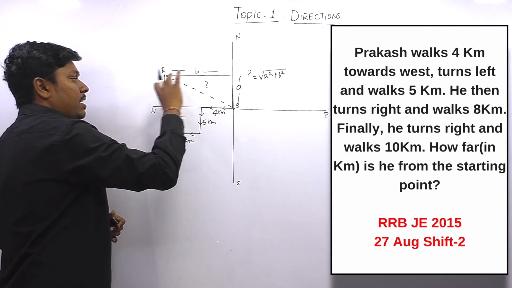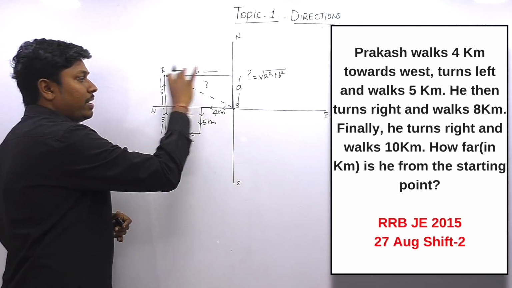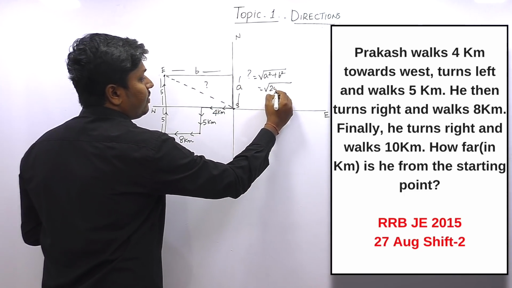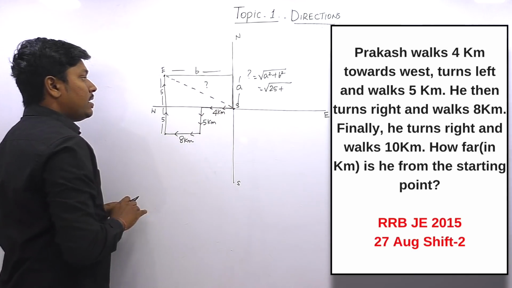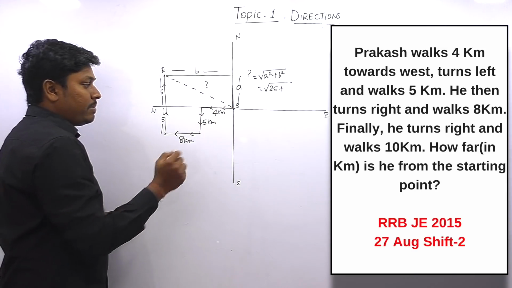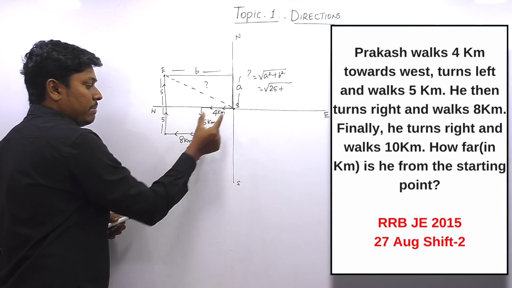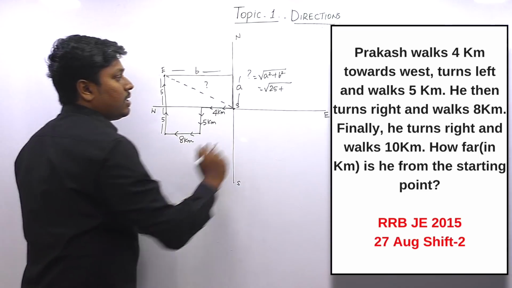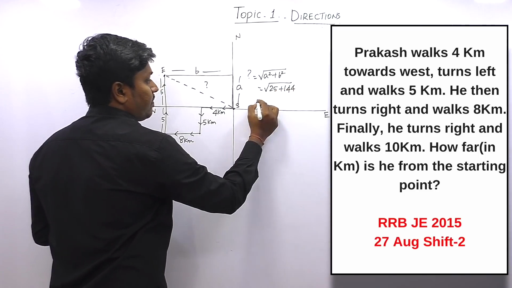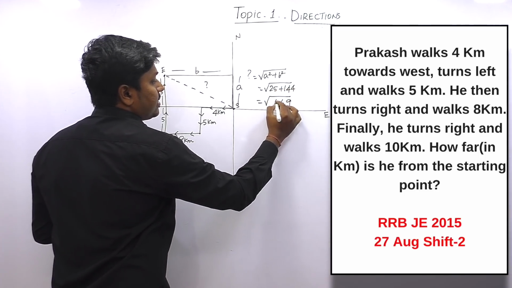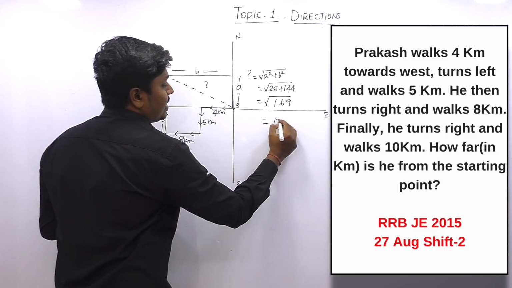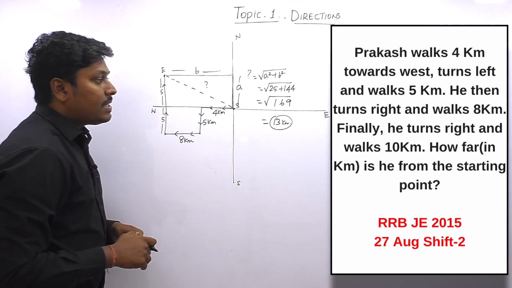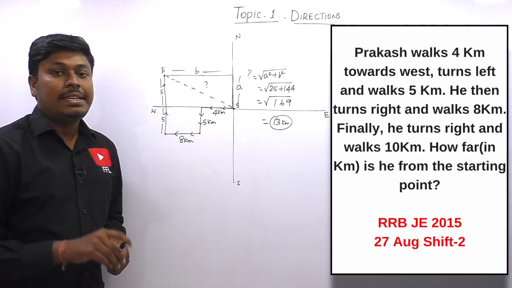So the value of a, we already know that the parallel line is 5 km. So the value of a will be 5, that is 5 square will be 25. Second is the value of b. So this total distance will be the value of b. Here we have covered 4 km and 8 km. So the total distance of b will be 12 kilometers. So 12 square will be 144. So finally 169. So 169 will be 13 square, that is 13 kilometers. So finally the answer for question number 3 will be 13 kilometers.